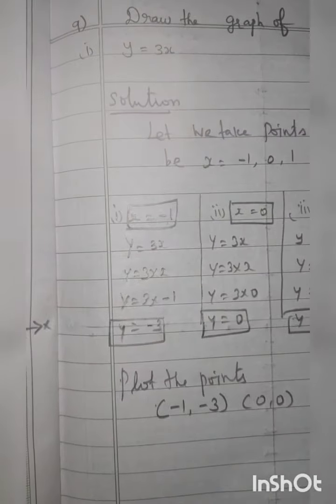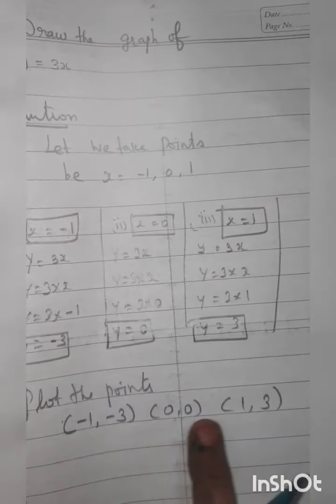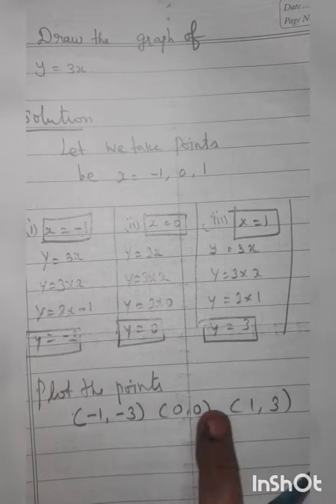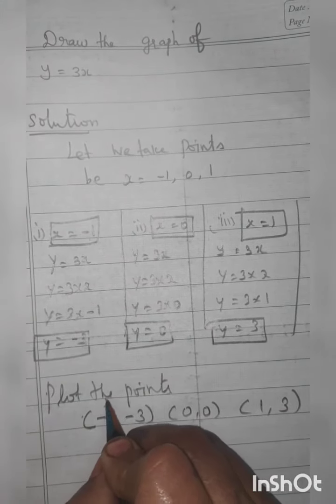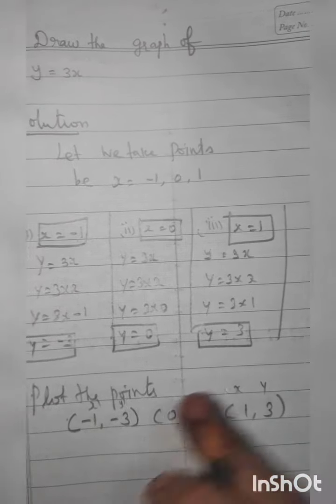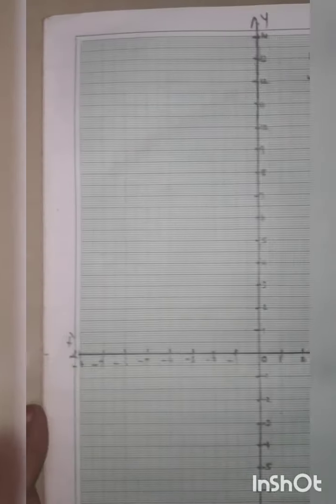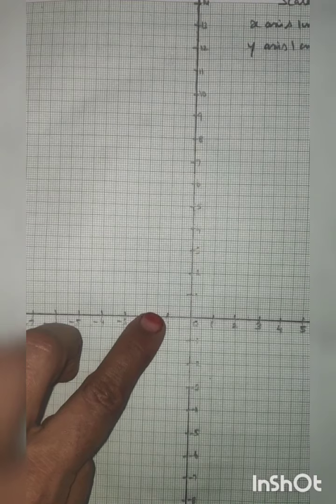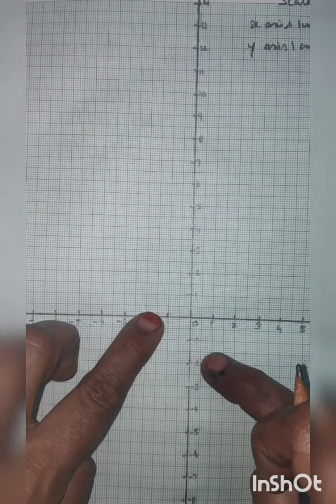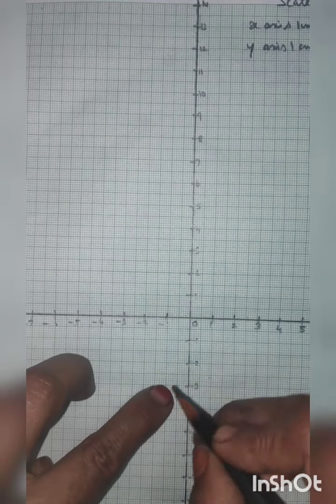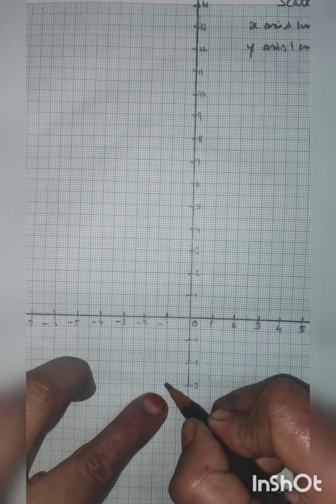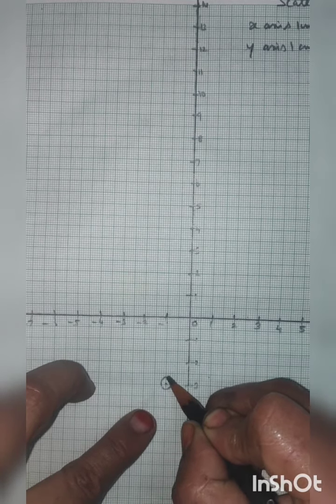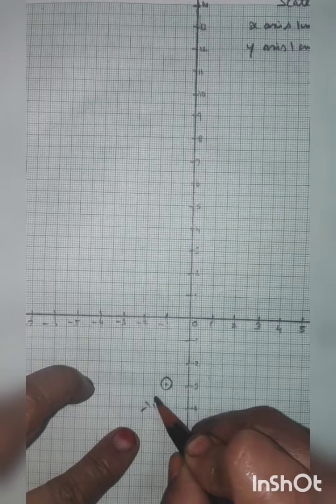Come, the points: minus 1 comma minus 3, 0 comma 0, 1 comma 3. These numbers you mark there. What is the axis? X dash, Y dash, origin. This is X comma Y. Minus 1 comma minus 3: see that X dash, Y dash. Minus 1 is here, then minus 1, minus 2, minus 3. The two lines coincide. That point is minus 1 comma minus 3. Put the point and circle it.